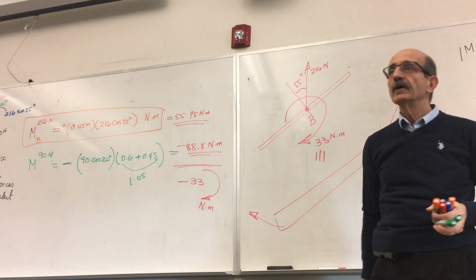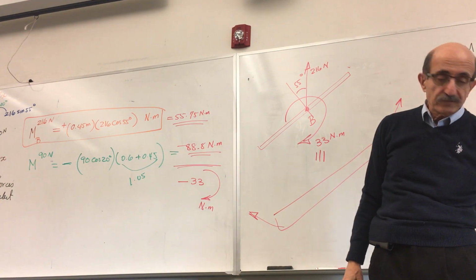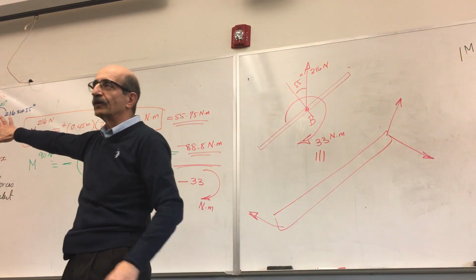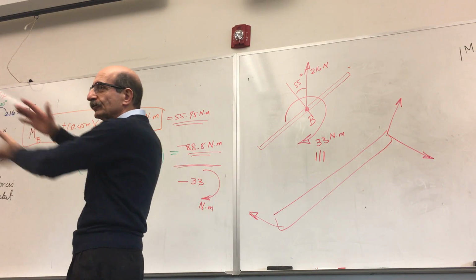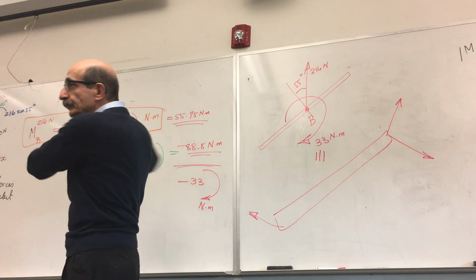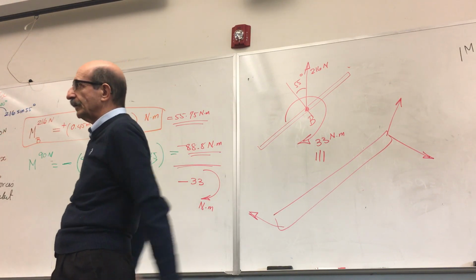Why is the 260 the one that stays in the final? Because that's really the only force that you have acting on this system. The other two seem to be forces, but they're not. They just are a couple, so their sum is zero. So you move all these forces, but in reality, you only have one force.